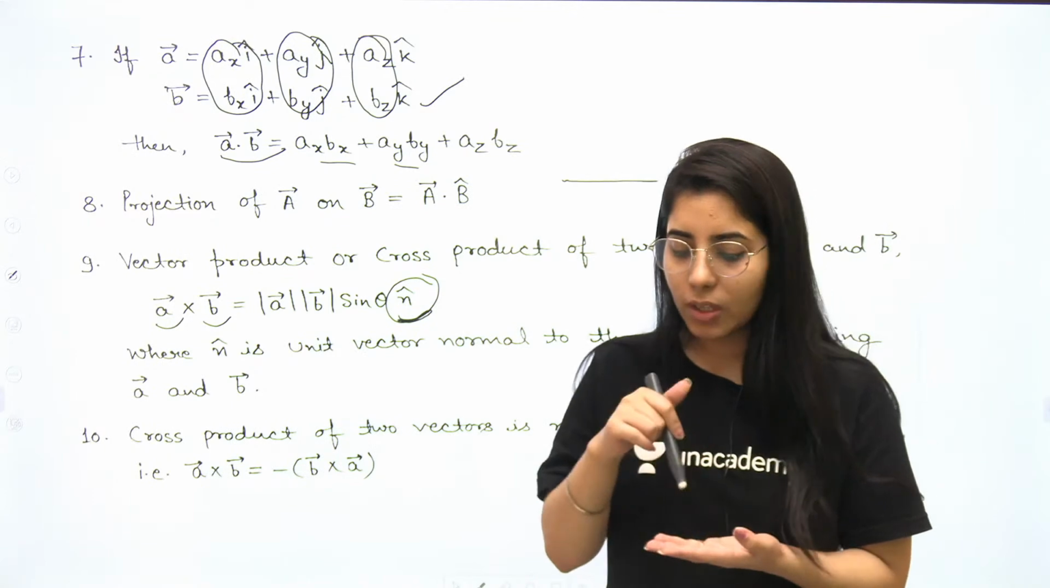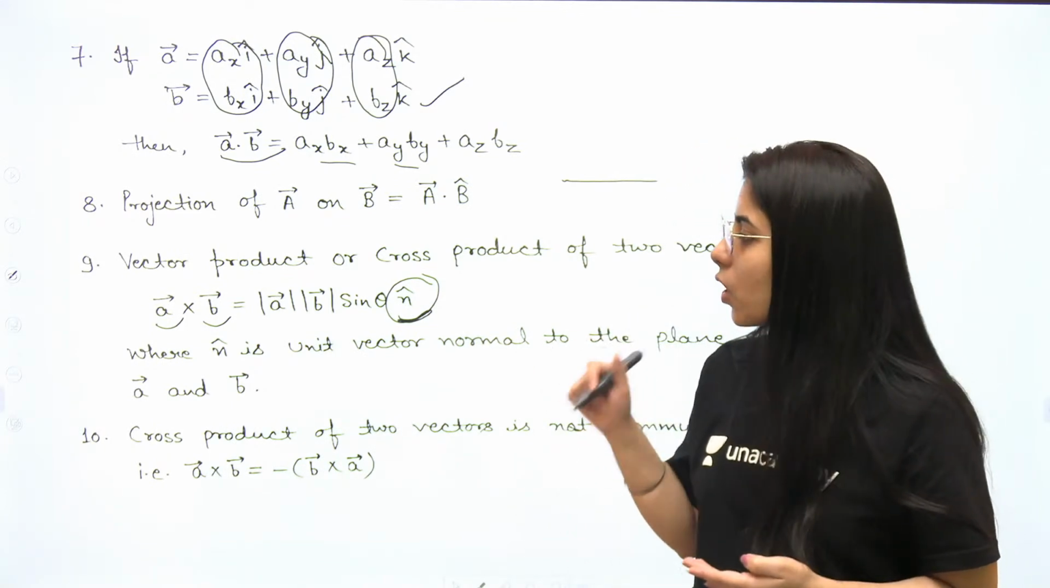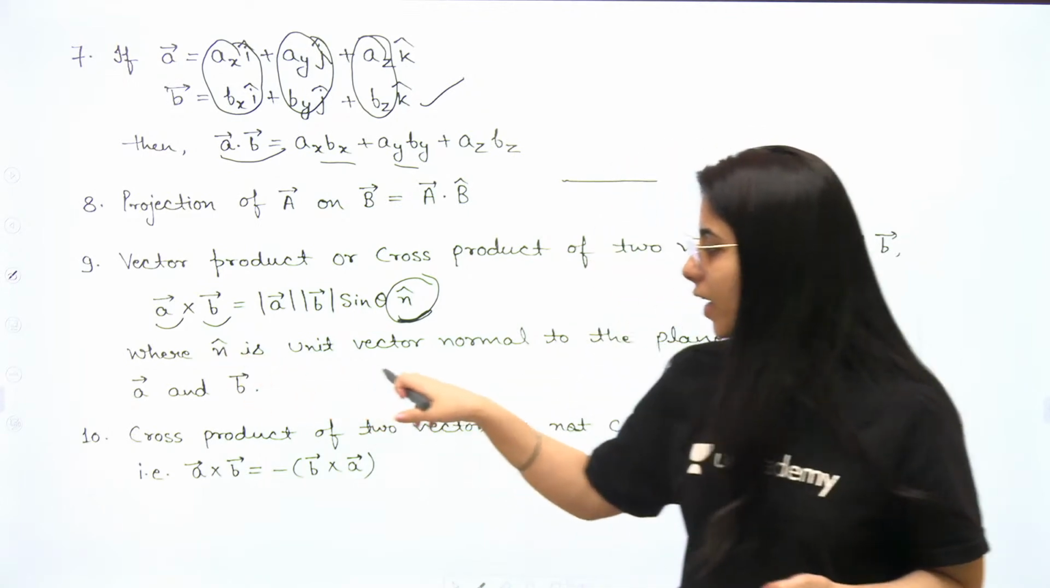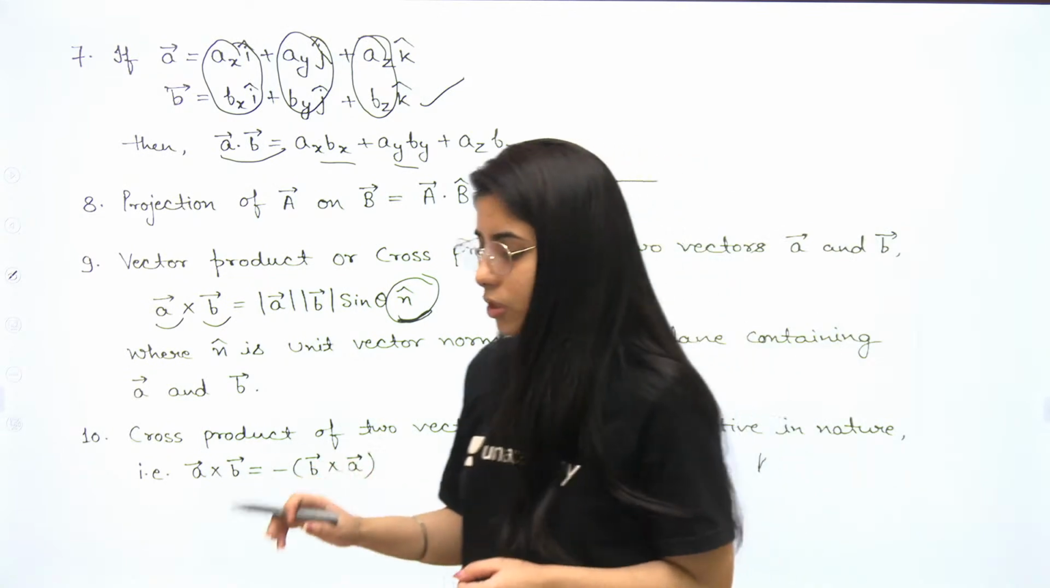So normal to both the vectors. Done. Very good, Kaku. Now let's talk about the next point. Here unit vector n will be unit vector normal to A and B both. Clear? It is even mentioned here.